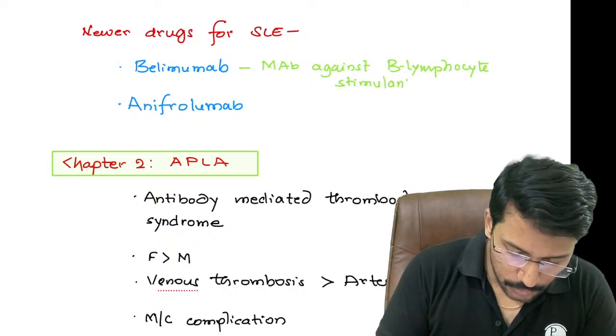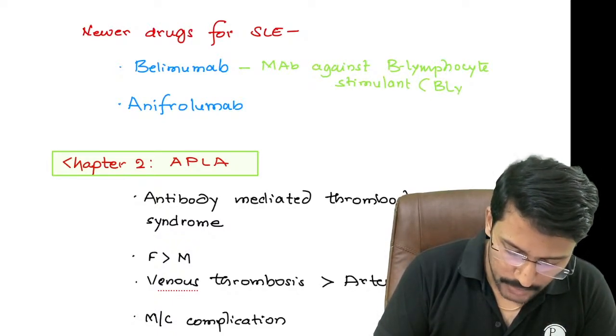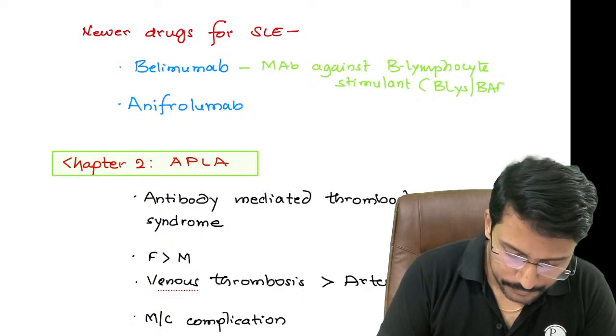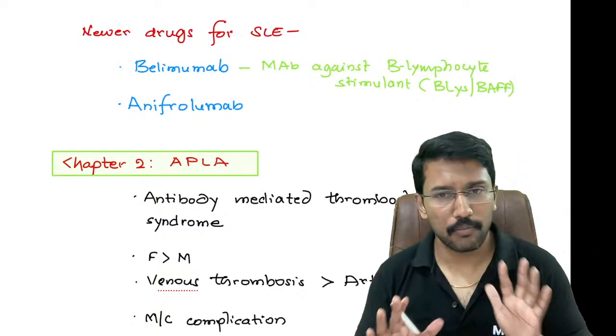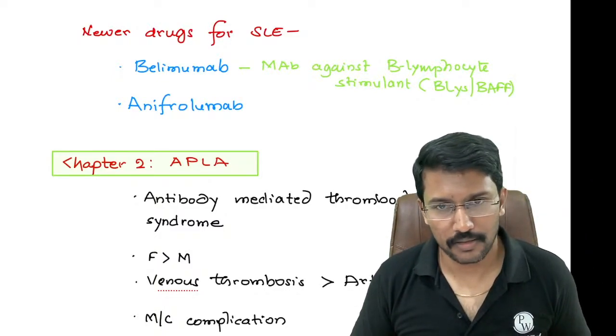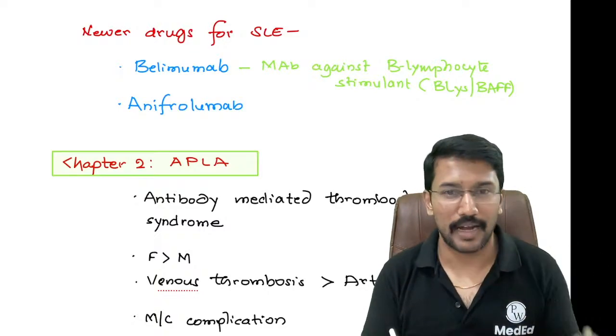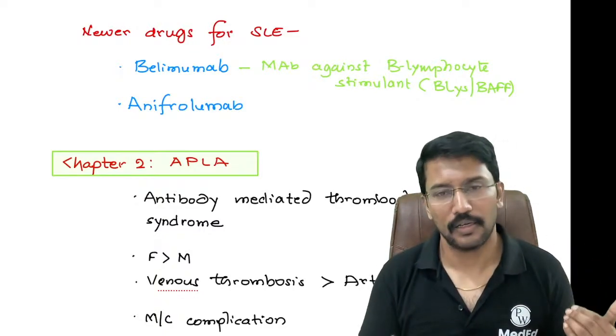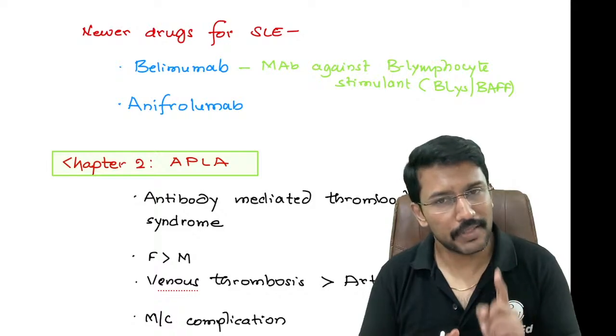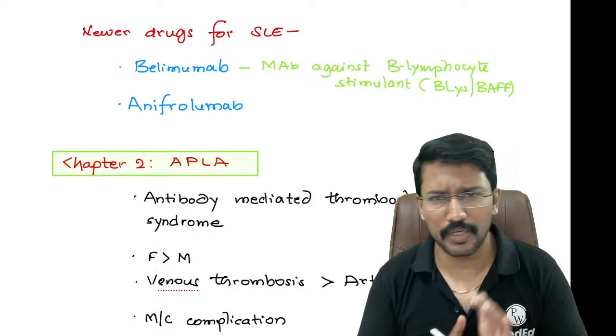This B lymphocyte stimulant is abbreviated as either BLyS or BAFF. See, it's an antibody-mediated disorder we just learned, right? SLE. So many antibodies we studied: anti-dsDNA, anti-Smith, anti-Ro, anti-La, right? All of these are antibodies. Which cell produces antibody? It is primarily B lymphocytes, right?